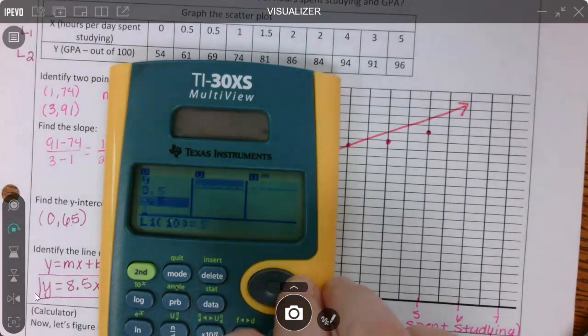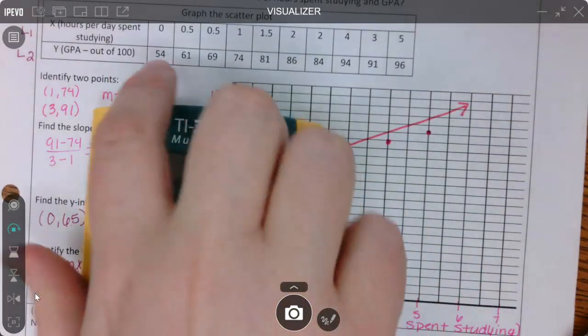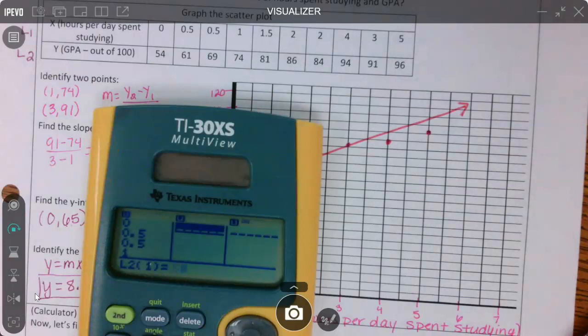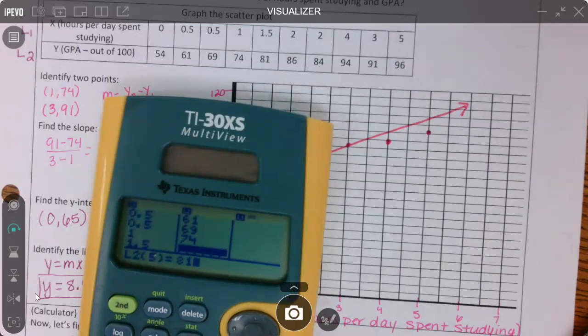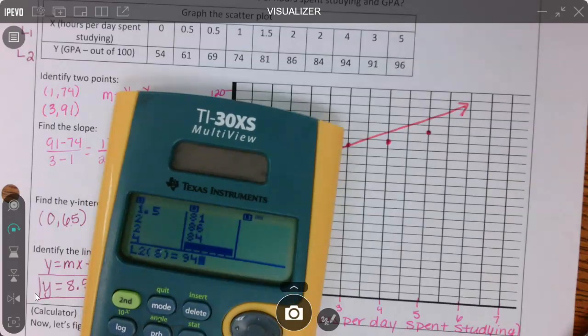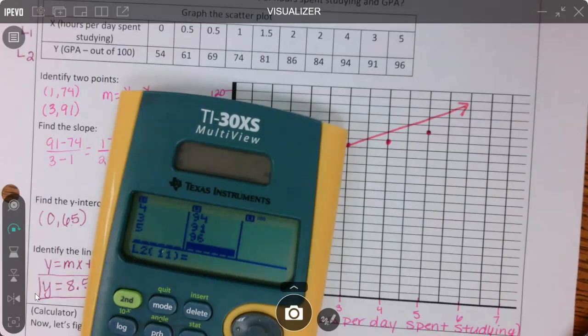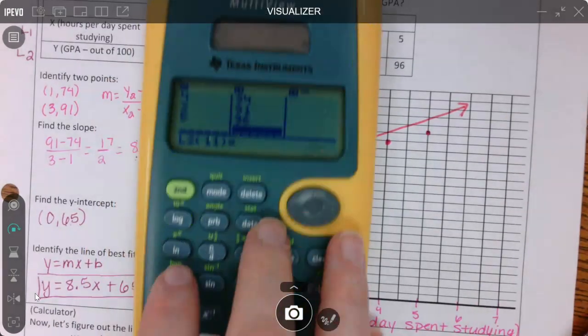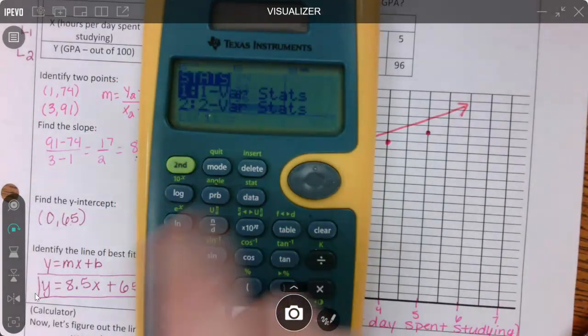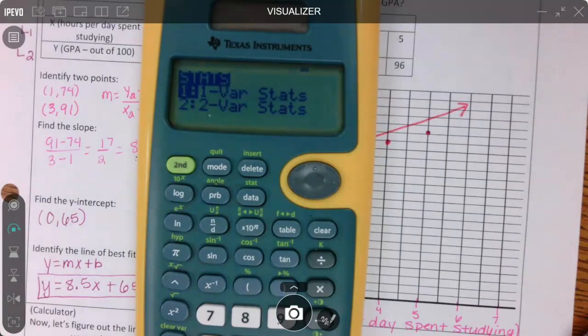The next list, you're going to scroll over and you're going to enter here, starting with 54: 54, 61, 69, 74, 81, 86, 84, 94, 91, and 96. Make sure you have 10 numbers. Okay, so we've entered our lists. What you are then going to do is hit second data, and instead of option 1, like you're used to, you're going to hit option 2.